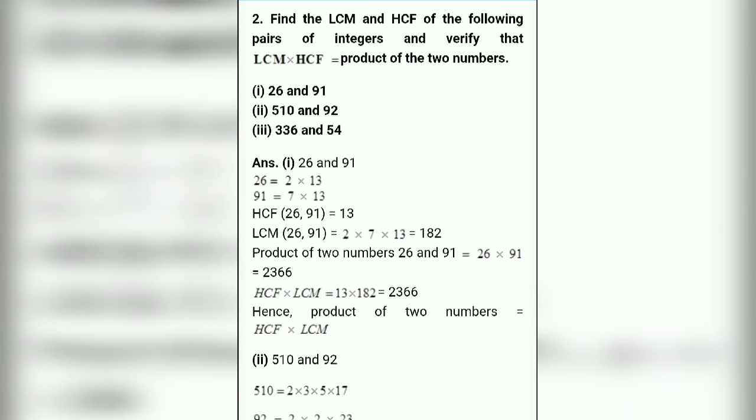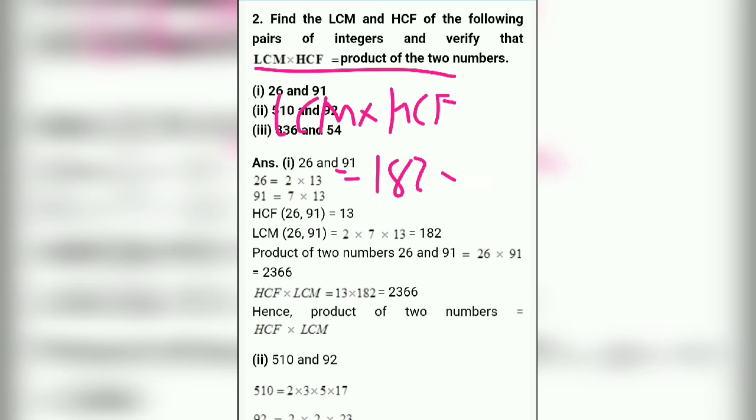Now we need to check our answer by this formula. So first of all, LCM multiply HCF. LCM is 182 and HCF is 13. If we multiply 182 by 13, then our answer is 2366. Okay, this is our left hand side, right? Left hand side of this formula.